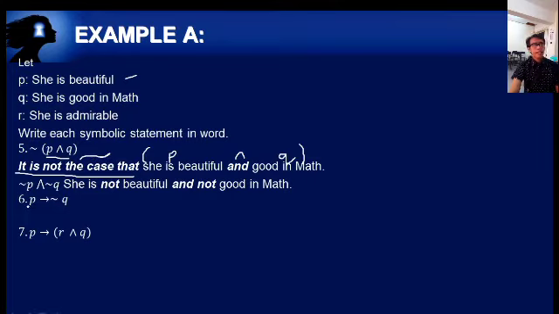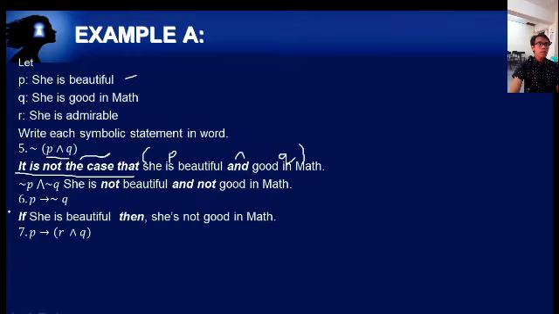Okay, so number 6 is P conditional negation Q. So how can we state that? If she's beautiful, statement P, then she's not good in math. So that is negation Q. Si negation Q naman po ang gagawin ninyong false statement. Napapansin ninyo si P, pag walang negation symbol, kopyahin yung proposition. Kapag may negation, gawing false yung mismong proposition.